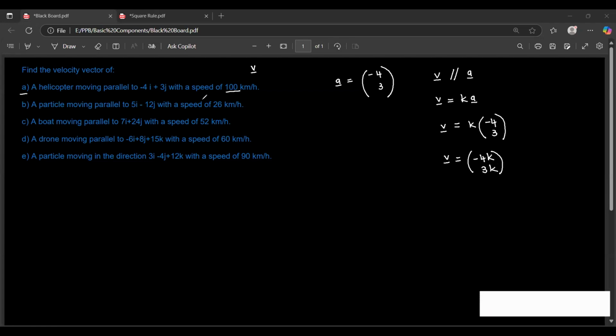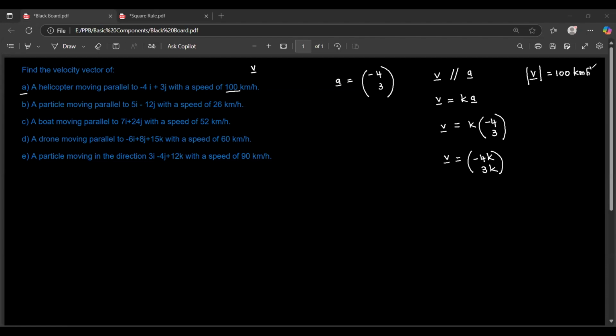But at the same time, they are giving us the speed. Speed is the magnitude of velocity. So they are giving the magnitude of velocity is equal to 100 kilometers per hour. First of all, we could change this into meters per second, but actually we can give the answer in kilometers per hour. So what's the magnitude of vector v?